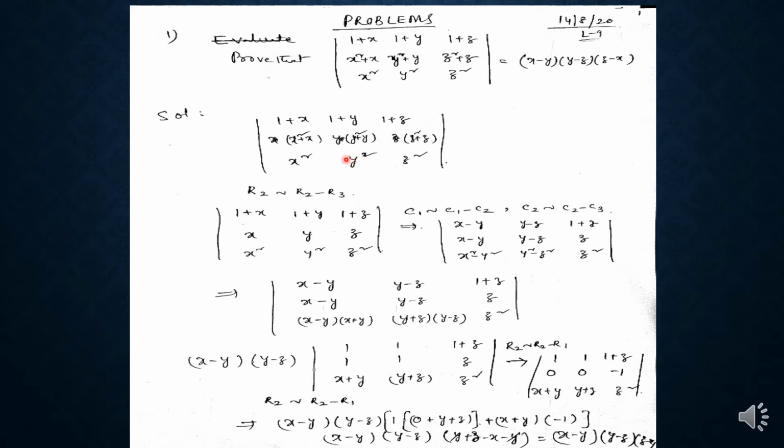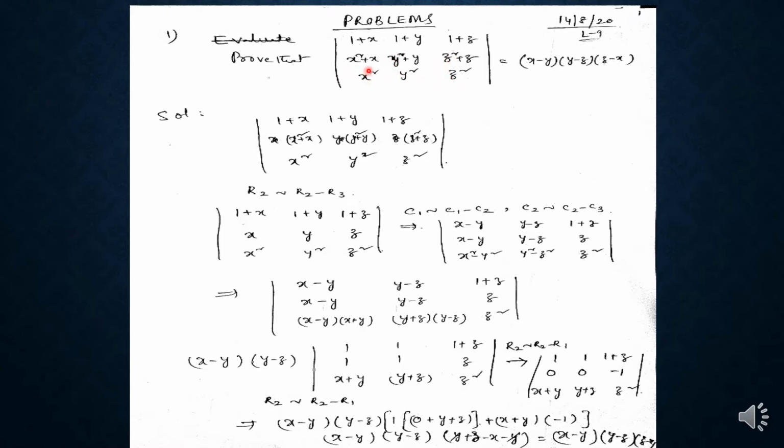At first we have to observe what is in the RHS, what we have to prove, and in what way. If we see the right hand side, we have to prove this determinant as (x−y)(y−z)(z−x). Here in the second row and third row, x² term is there, and here also x², y², z².